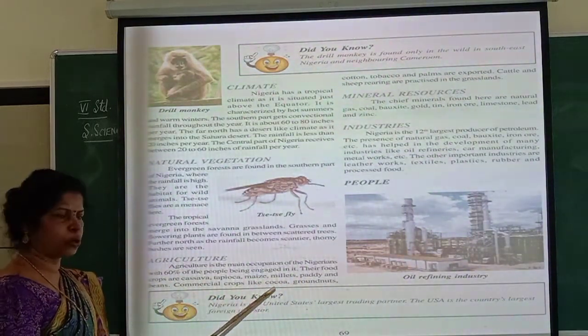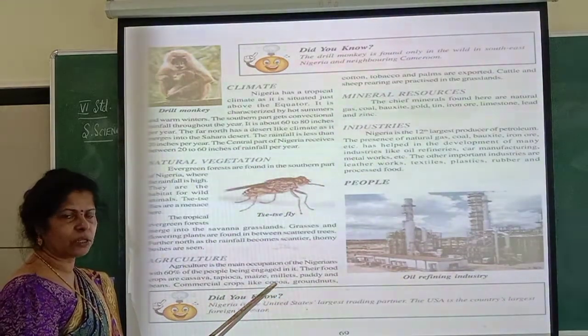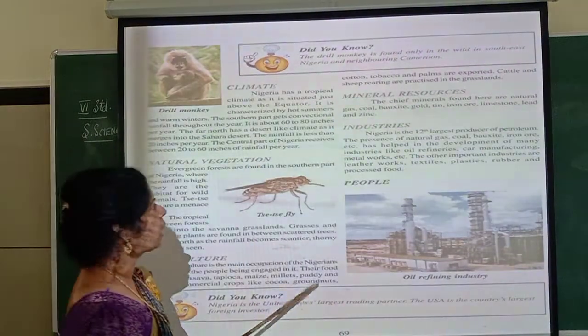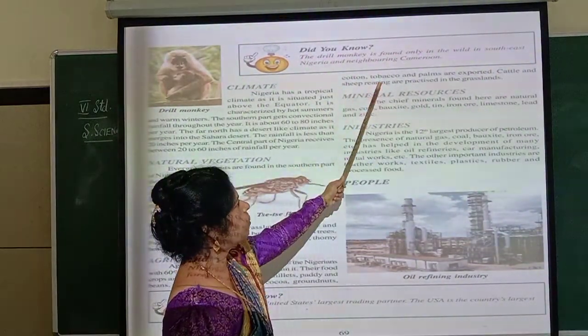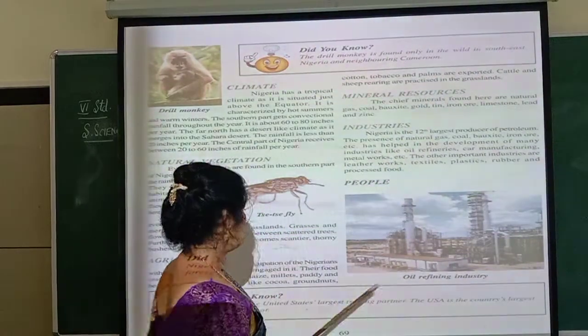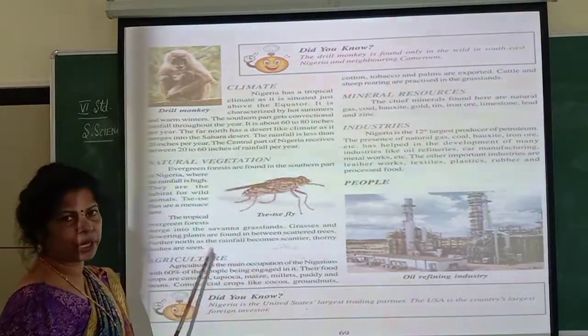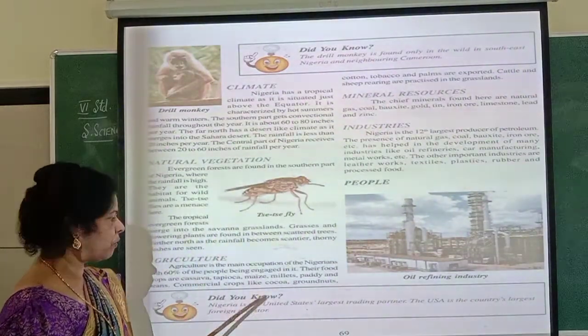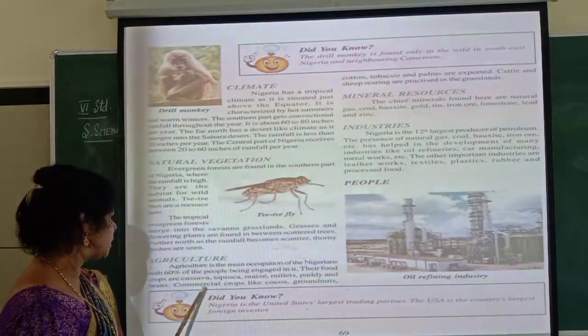Commercial crops like cocoa, especially, you eat chocolates, in that cocoa will be present. So cocoa, groundnuts, cotton, tobacco and palms are exported. So you can see varieties of plants growing here in this climatic condition. Why? Because they have got more rainfall, isn't it? So what are the types of plants here?